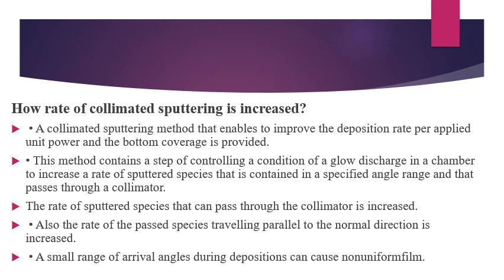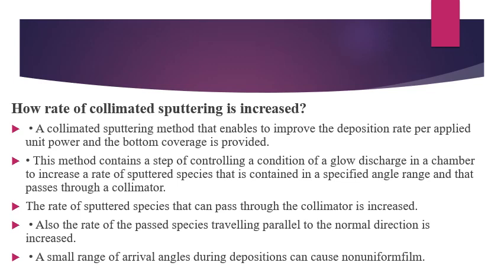How is the rate of collimated sputtering increased? A collimated sputtering method that improves the deposition rate per applied unit power and bottom coverage is provided. This method contains a step of controlling a condition of glow discharge in a chamber to increase the rate of sputtered species that is contained in a specified angle range and passes through a collimator. The rate of sputtered species that can pass through the collimator is increased. Also, the rate of passed species traveling parallel to the normal direction is increased.